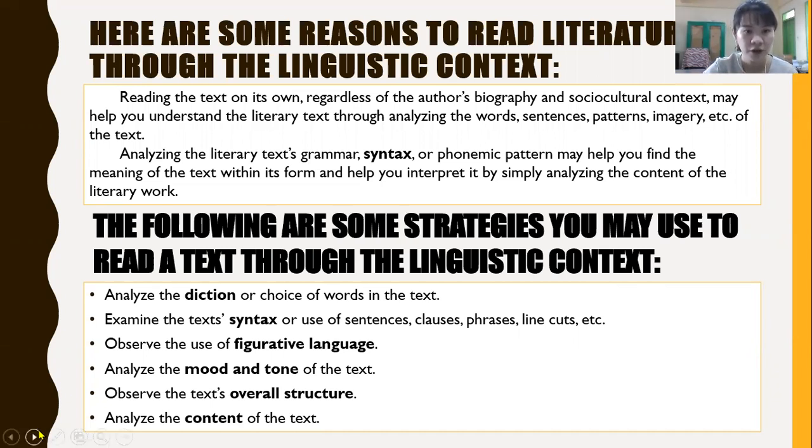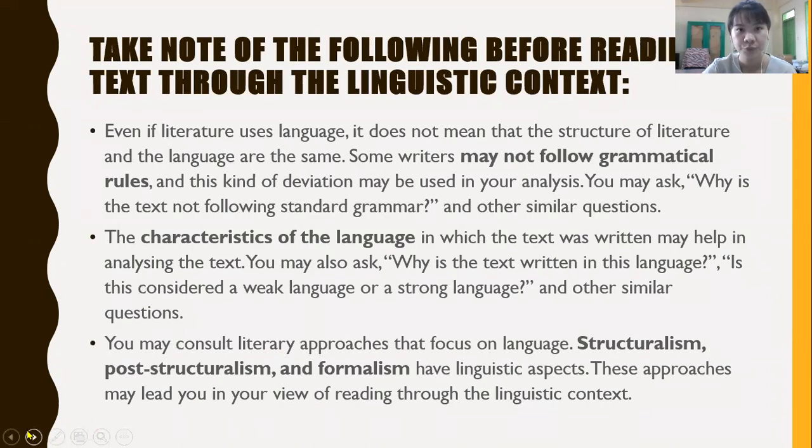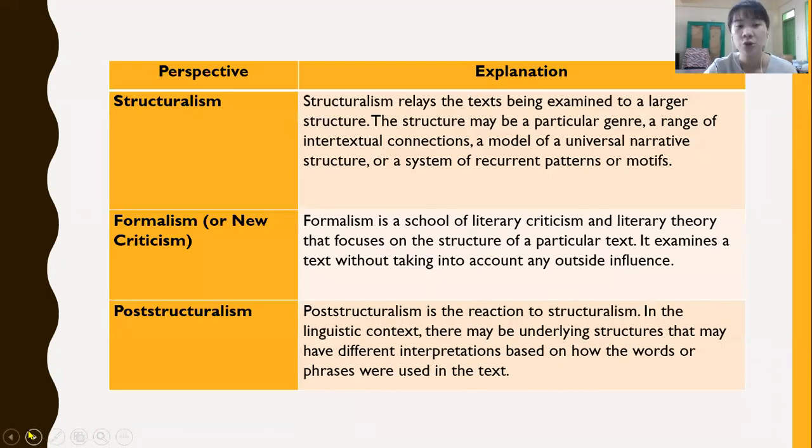Moving on. So under linguistic context, we have three perspectives. We have structuralism, which relates the text being examined to a larger structure. Formalism is a school of literary criticism and literary theory that focuses on the structure of a particular text. And then post-structuralism.